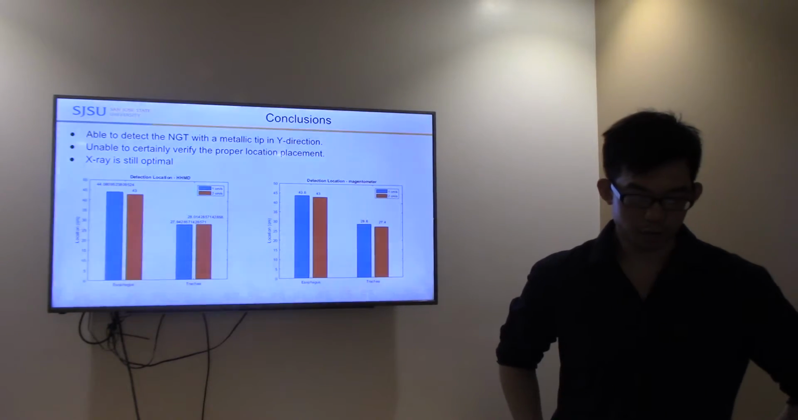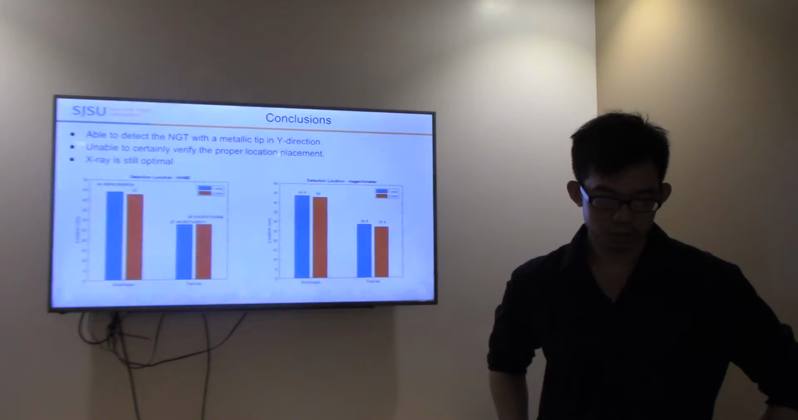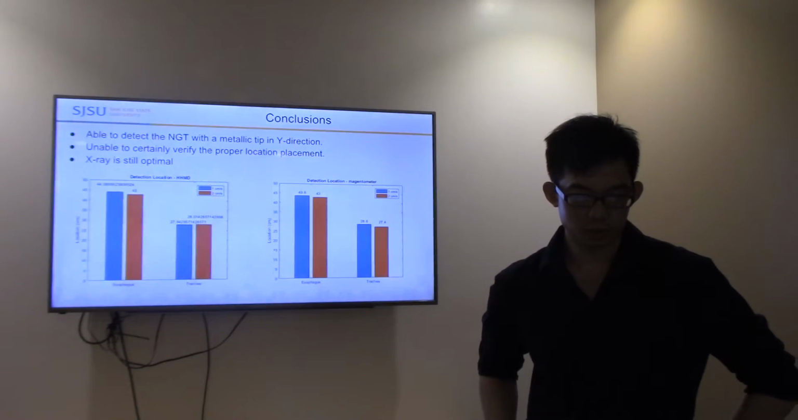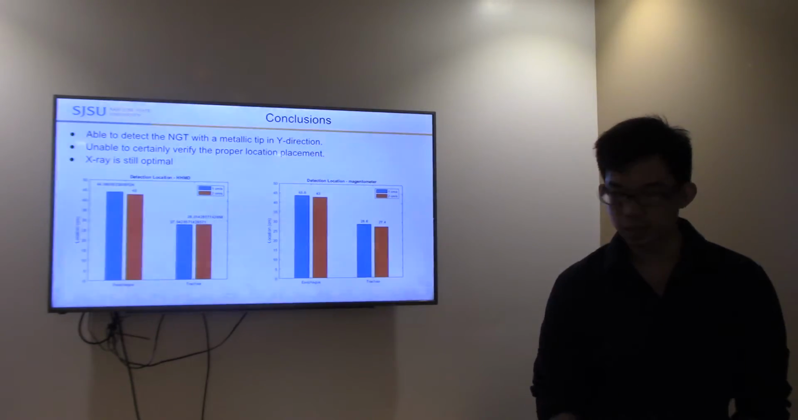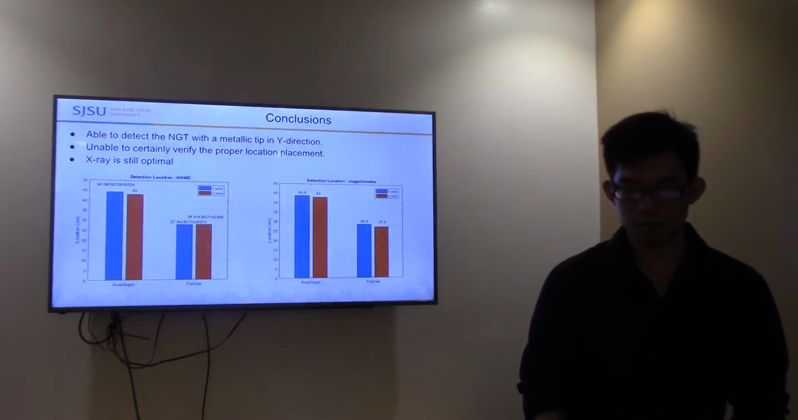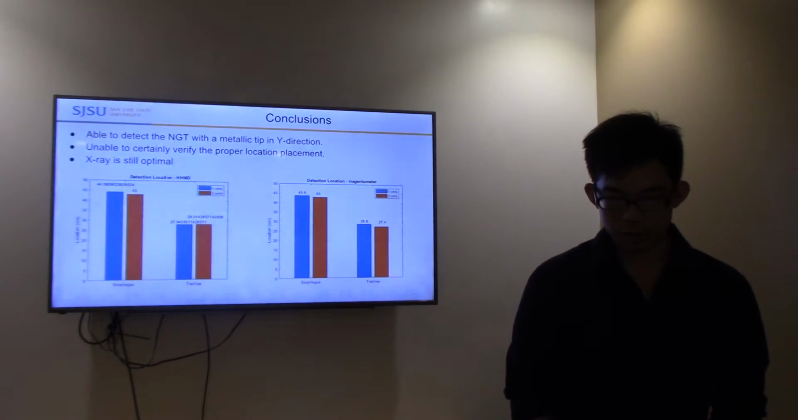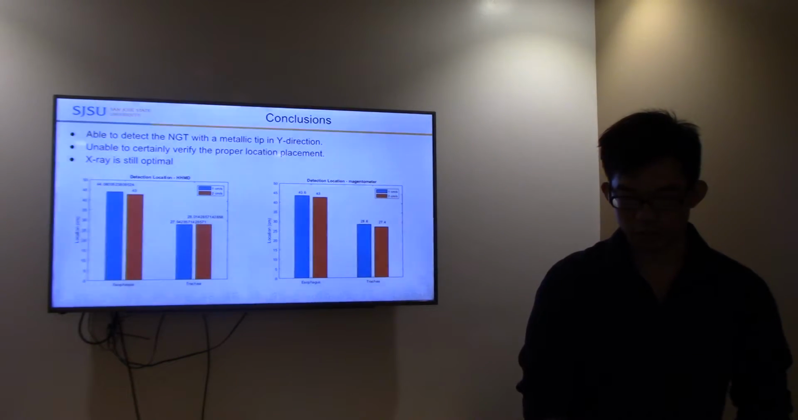So the 2 bar graphs show the detection location of the esophagus and the trachea, which is correct. And this is in the y direction, by the way. For the magnetometer, it's where the highest point is, which is also correct.